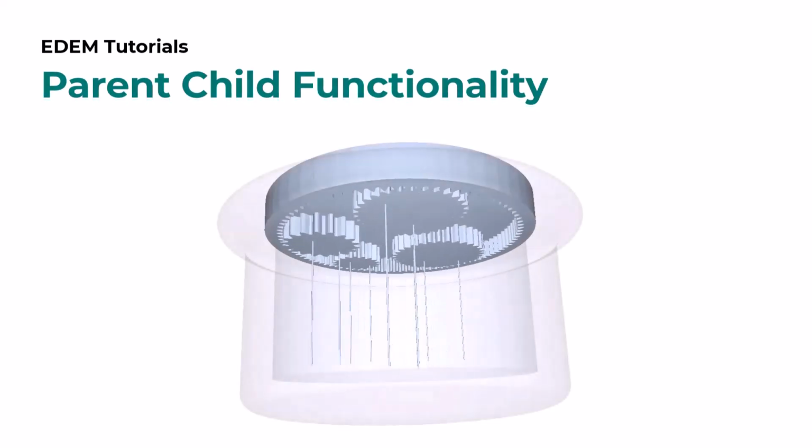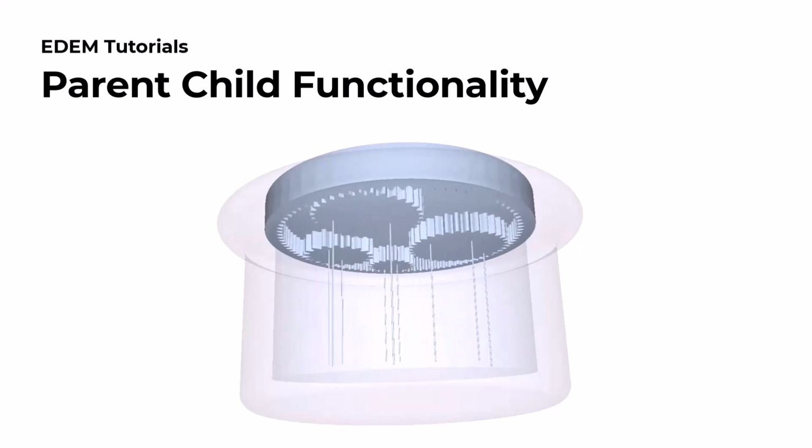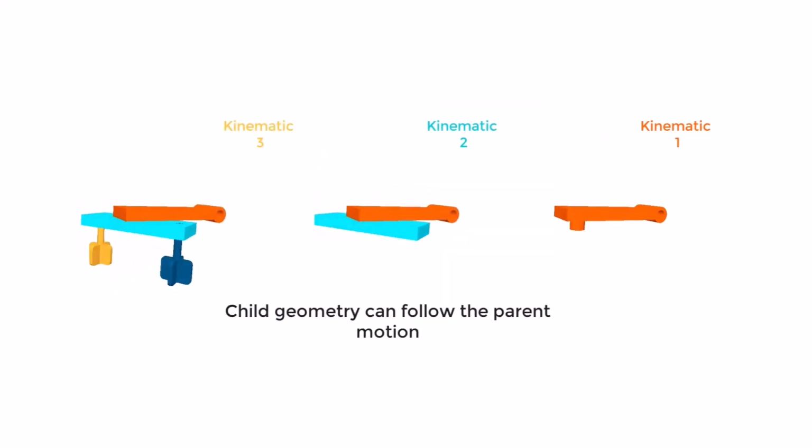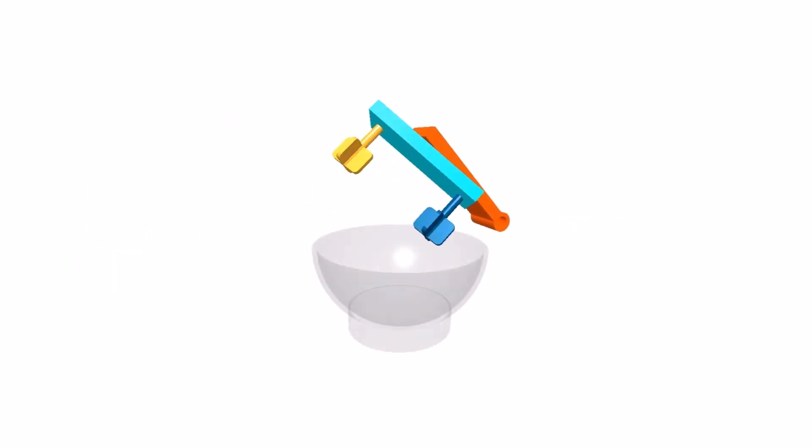By the end of this tutorial, you will be able to create complex interconnected systems in EDEM using parent-child functionality. Parent-child functionality works by assigning one object as the parent and another as the child. This allows the child geometry to inherit kinematics from the parent geometry, reducing the amount of kinematics required in complicated systems.